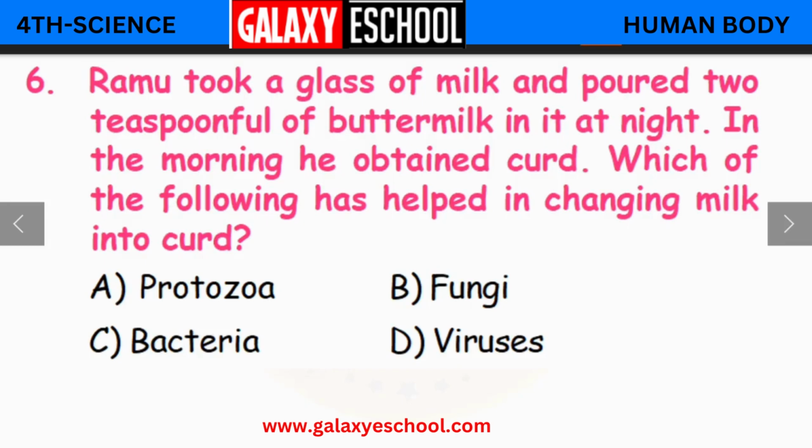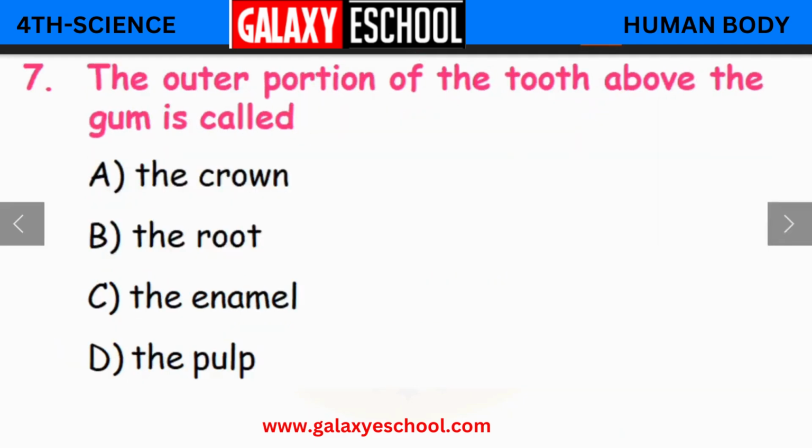The options are protozoa, fungi, bacteria, and viruses. So the answer is bacteria. This bacteria is going to help in changing milk into curd. Okay, children. The seventh question.